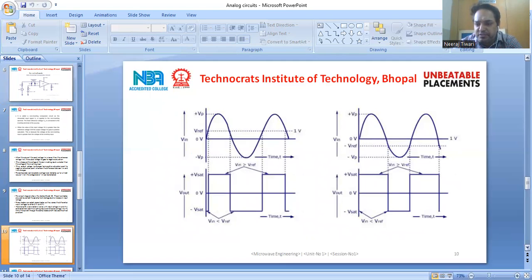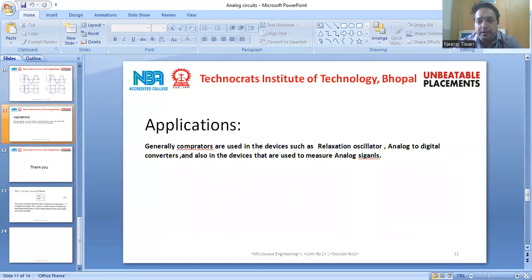And now the applications. Comparators are basically used in devices such as the relaxation oscillator, analog to digital converter, and they can also be used in devices that measure analog signals. So this is all about the comparator.